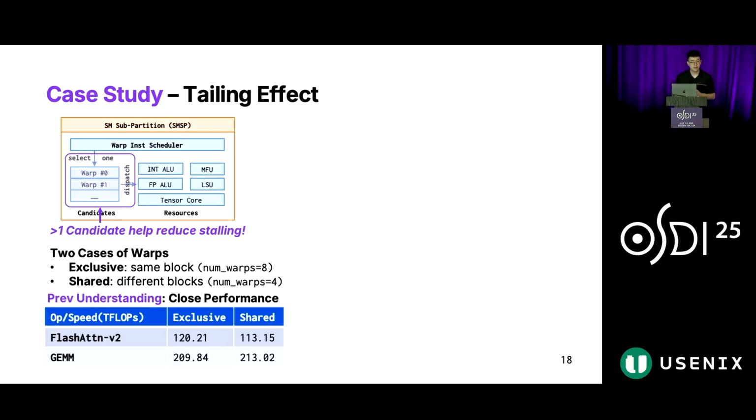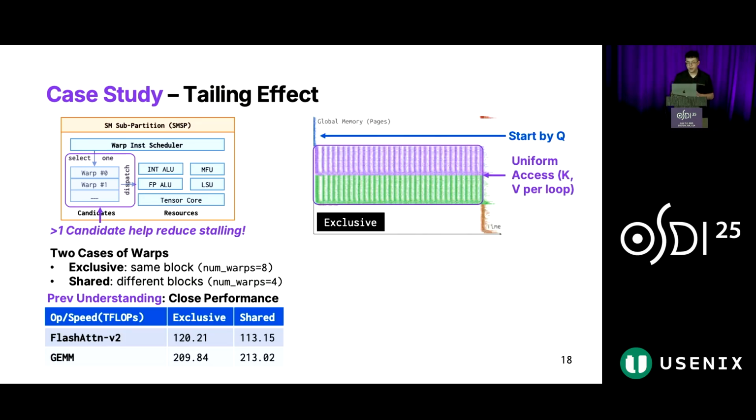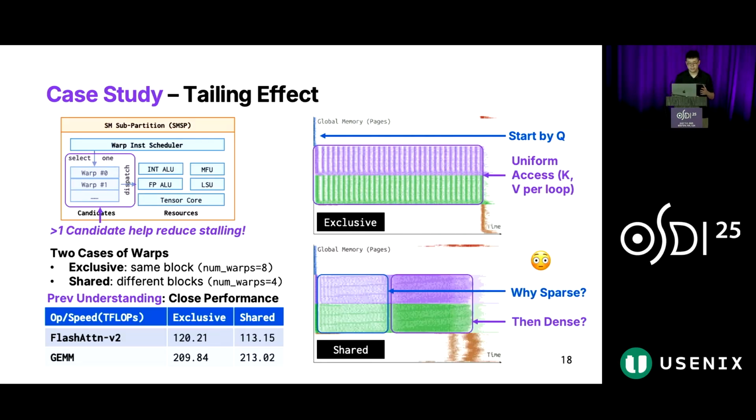Our common understanding about this effect is that they have very similar performance. However, if we visualize in DMAT, we can find it totally different. The exclusive blocks have a very uniform memory access pattern, as stated by the algorithm. However, for shared blocks, we got a weird sparse-then-dense pattern. How come? We're using the same code, and just changing a configuration leads to such dramatic changes.